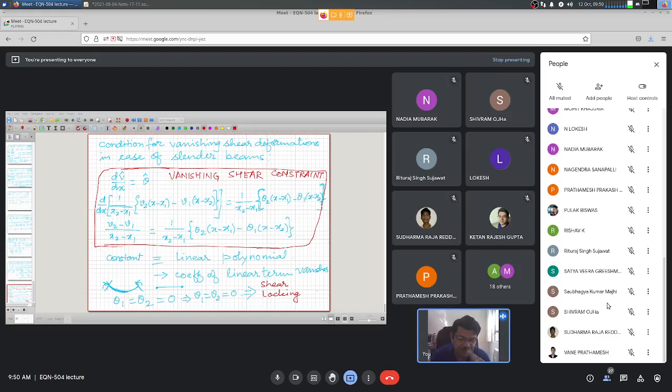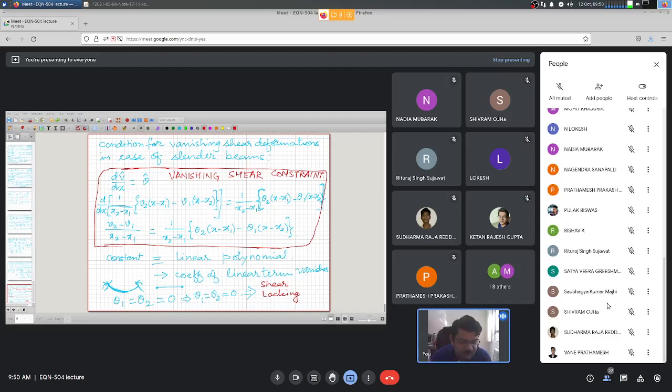See, the problem is the vanishing shear constraint, and as long as we are dealing with a slender beam, that constraint will always be there because that comes from the mechanics. The shear deformations are indeed very small, and when you impose that vanishing shear constraint, then there is nothing you can do. This is going to hit the wall.